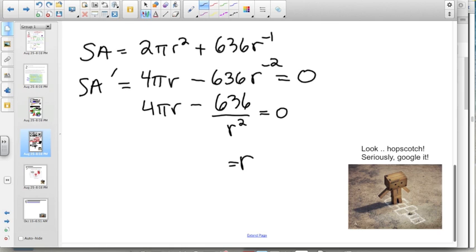If you calculate this in your calculator, you have to divide by 4 pi, which means you need some brackets in your calculator. So be careful about that when you calculate that.